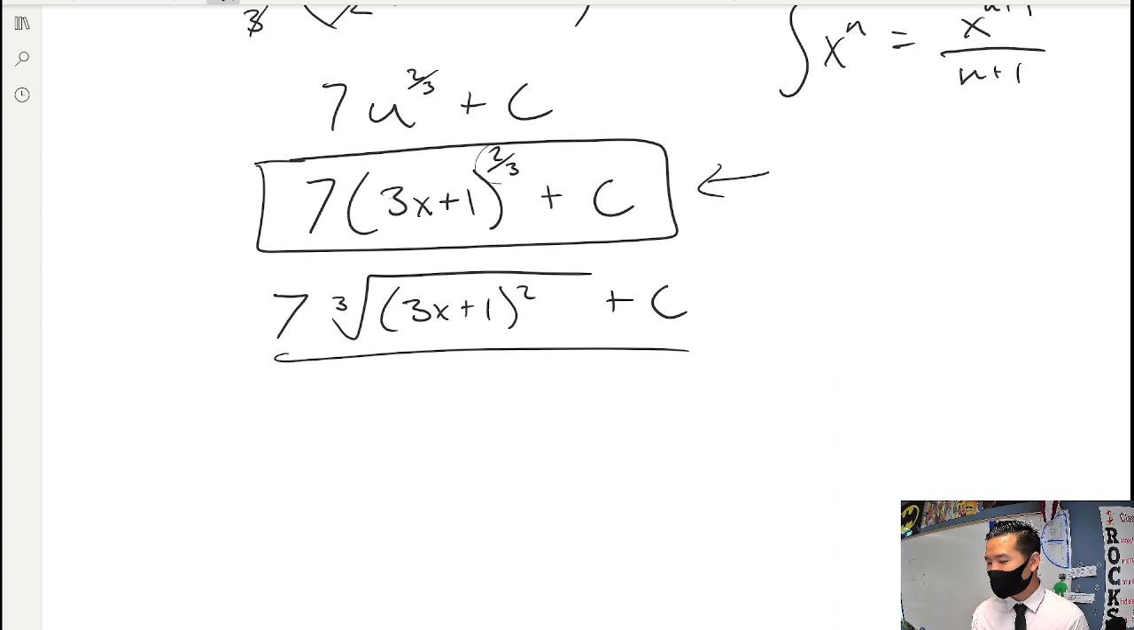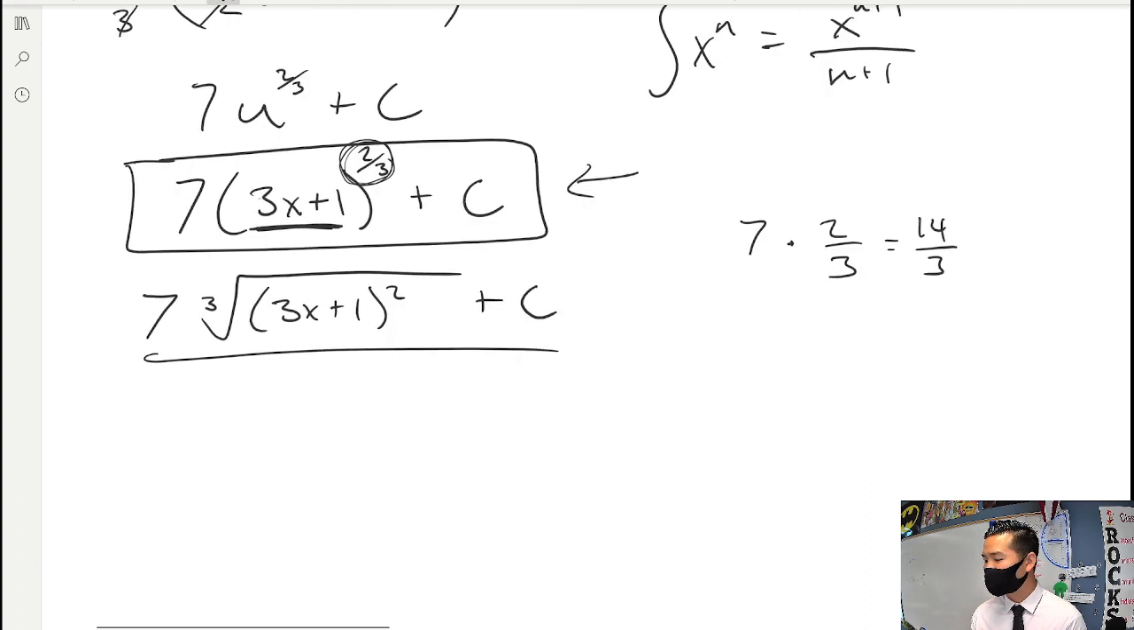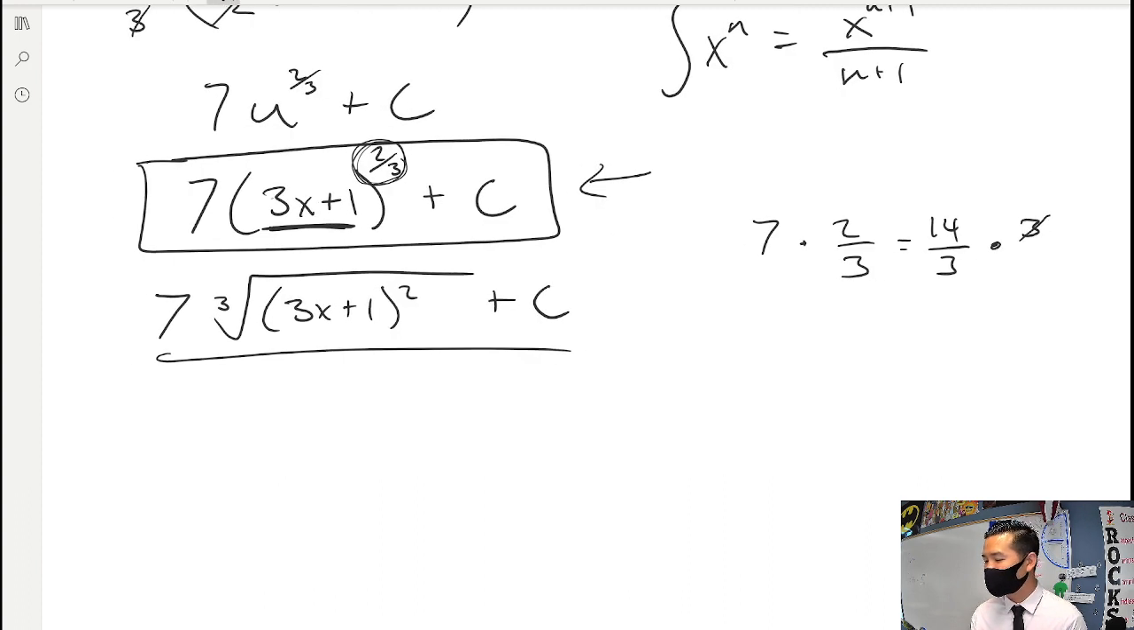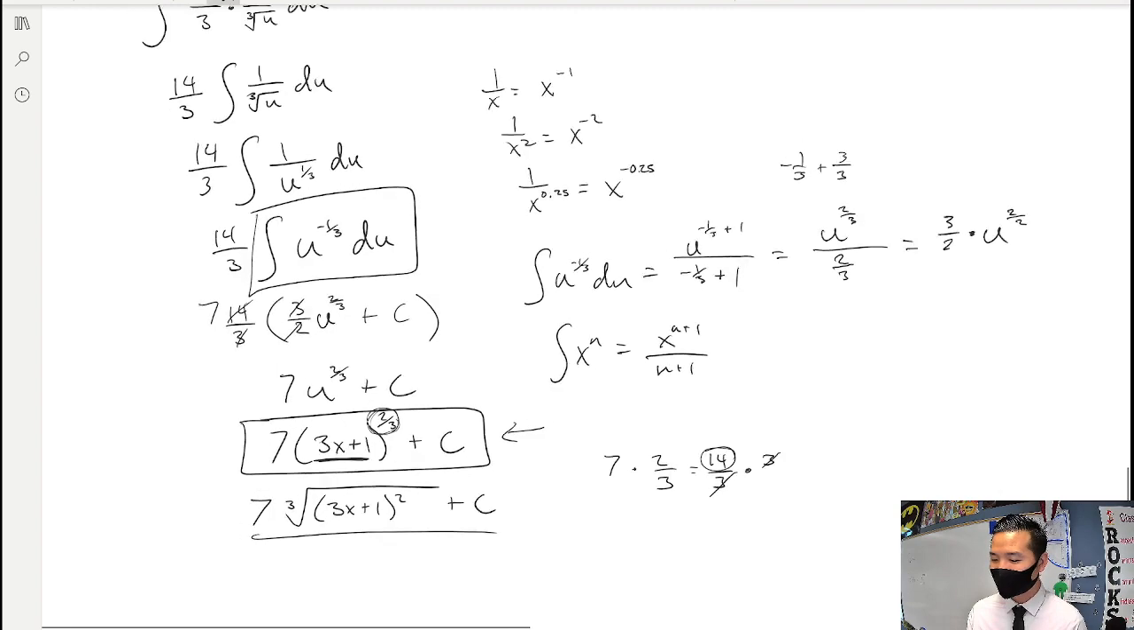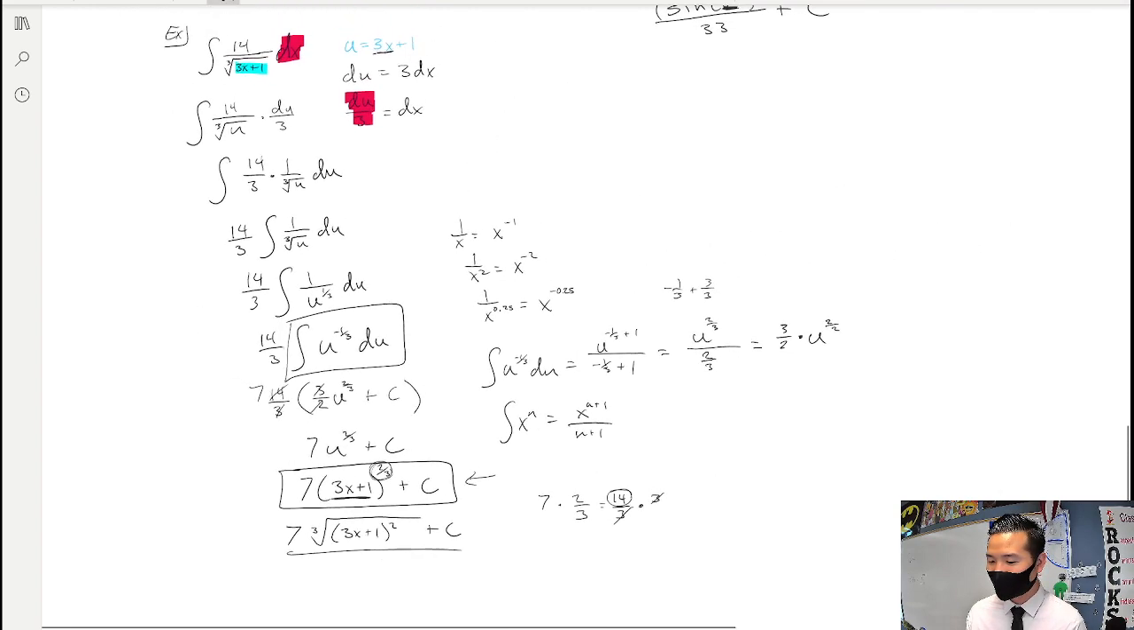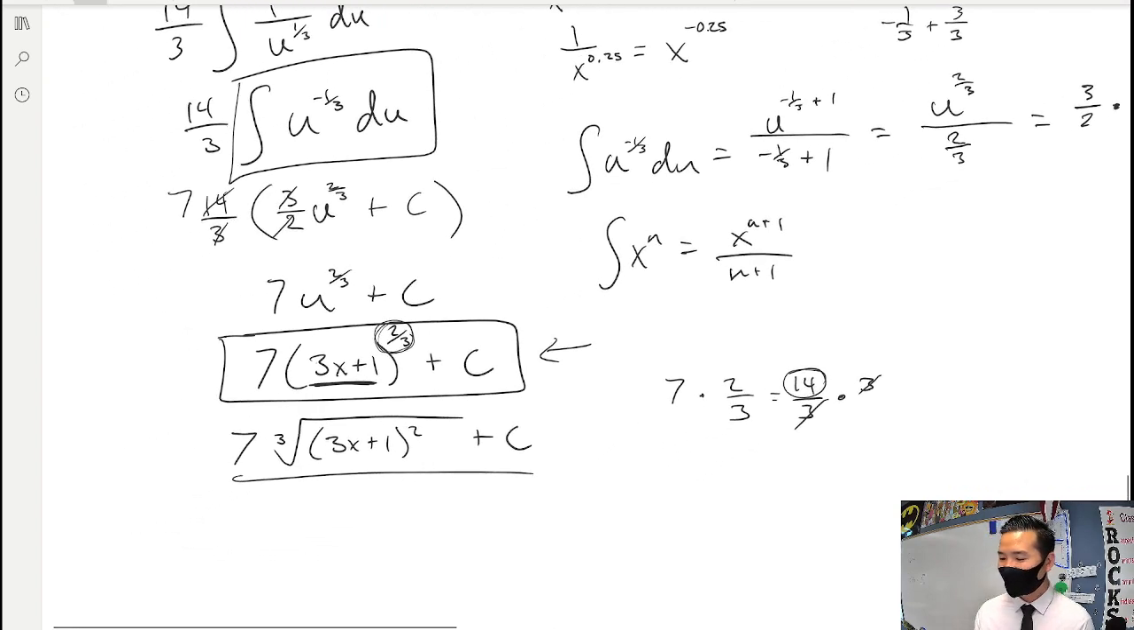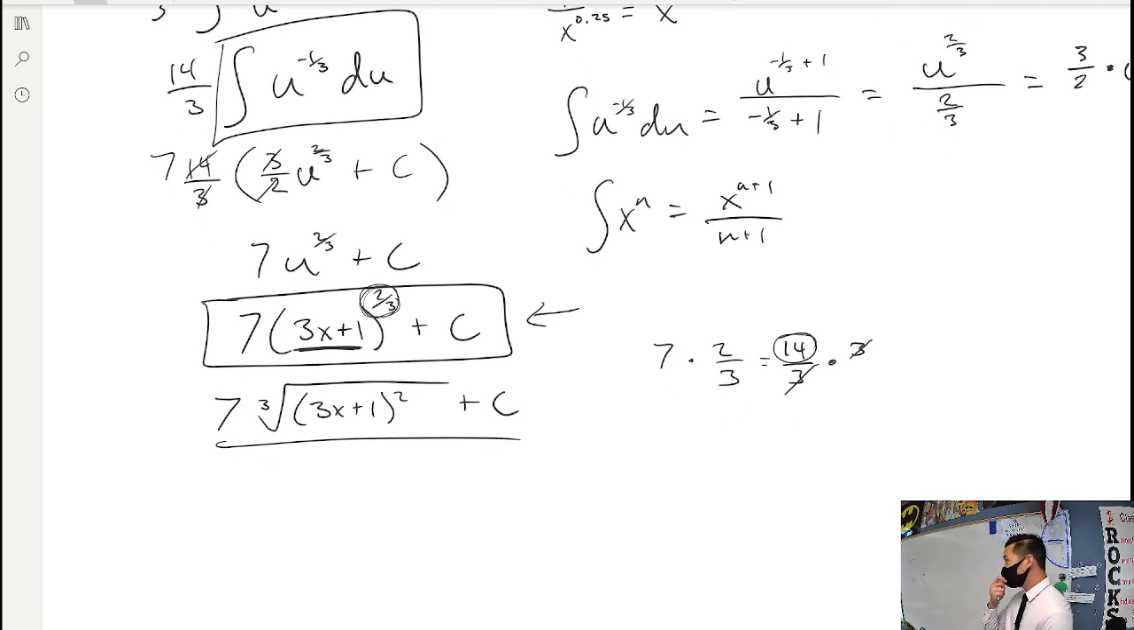So what would happen with this power? It would come down, right? What's 7 times 2 over 3? What's the derivative of the inside? 3. What happens with the 3's? What are you left with? Yeah, dirty, right? That's a dirty problem. All right. Ooh, look at all that work we did. All right, one last thing before I let you go.